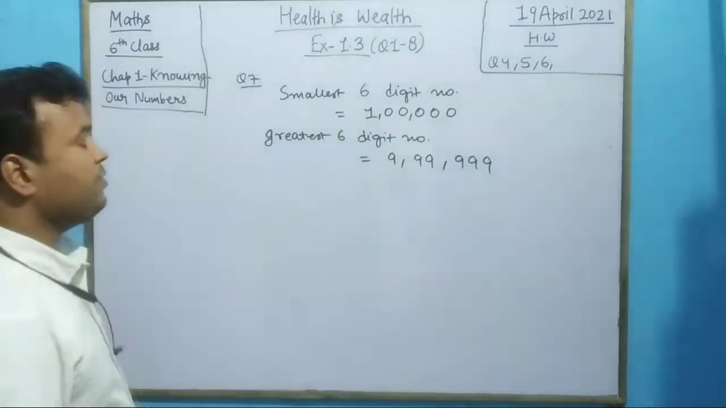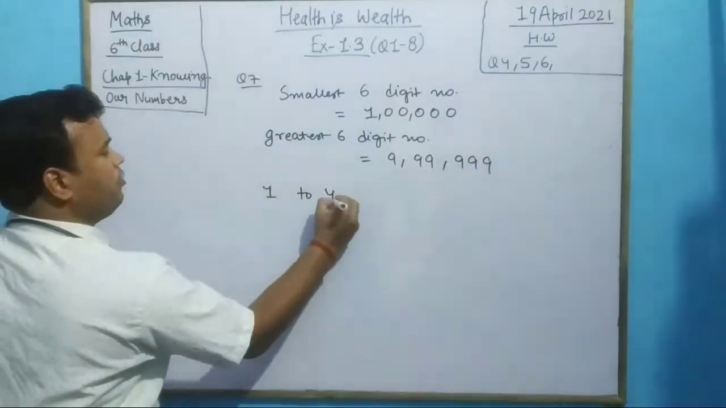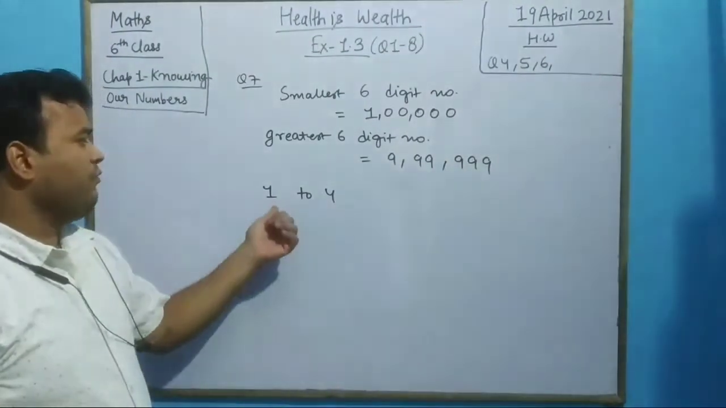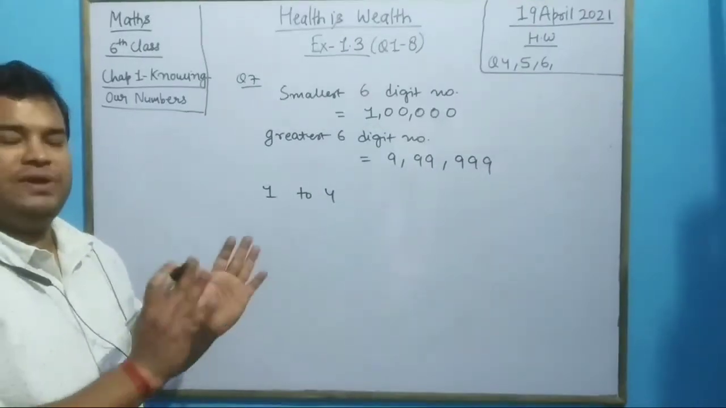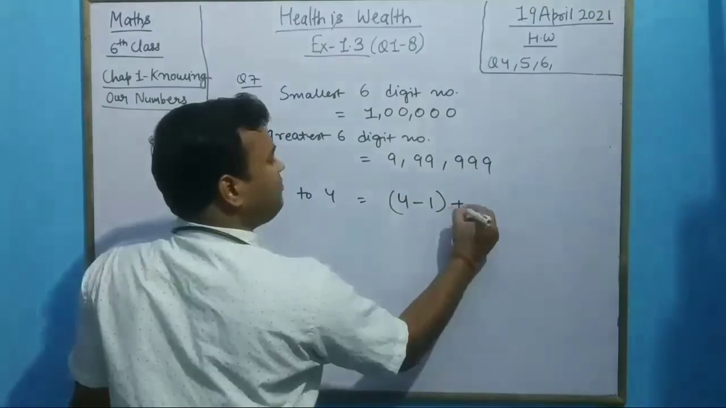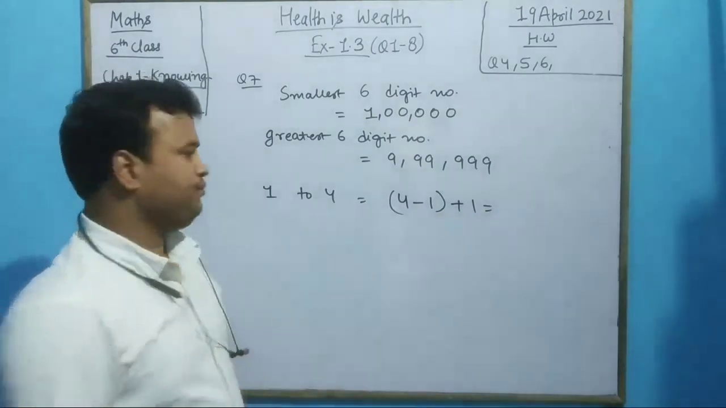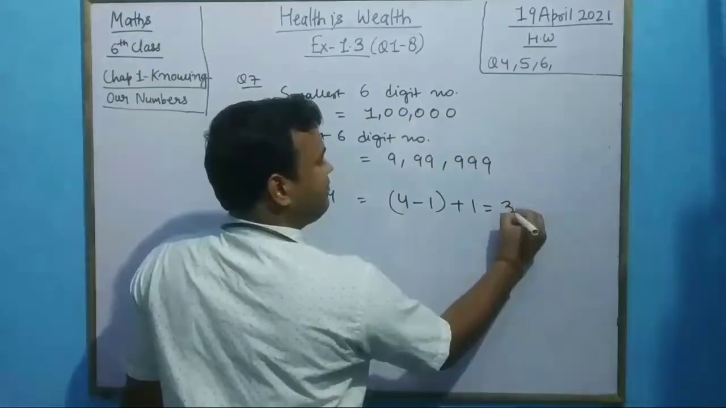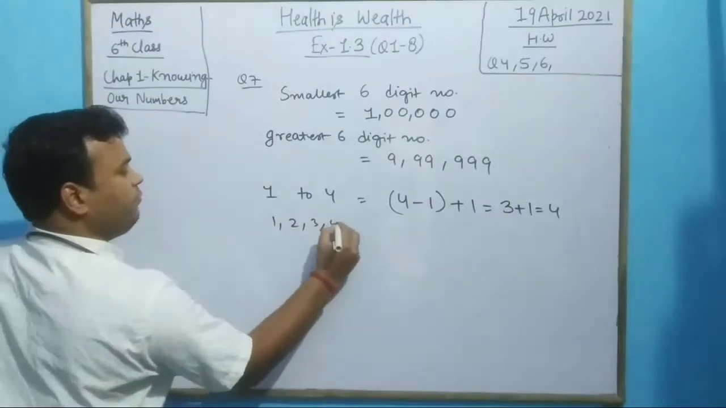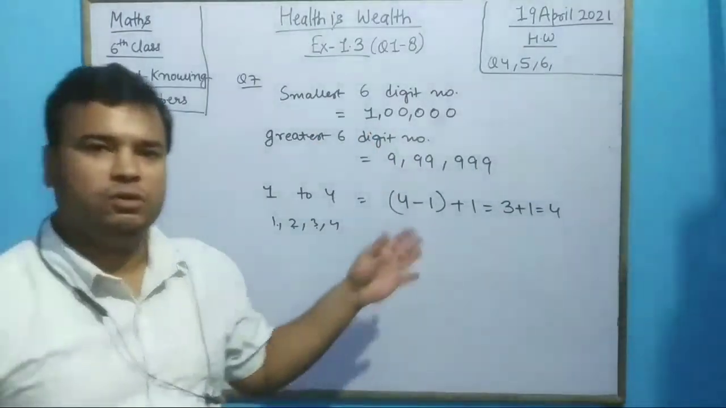Let us subtract them. Let us take an example, like from 1 to 4. From 1 to 4, how many numbers are there? We have to include 1 and 4. So what we need to do? 4 minus 1 plus 1. 4 minus 1 is 3. 3 plus 1 is 4. Now 1, 2, 3, 4. There are 4 numbers.